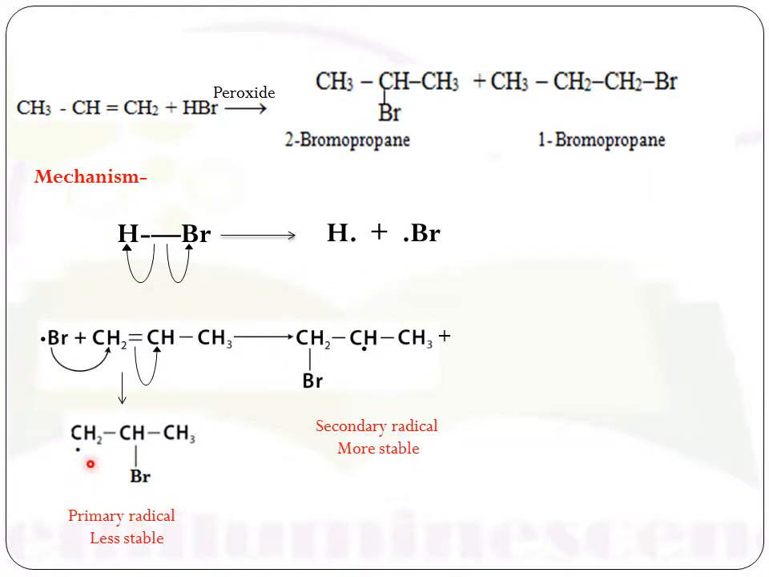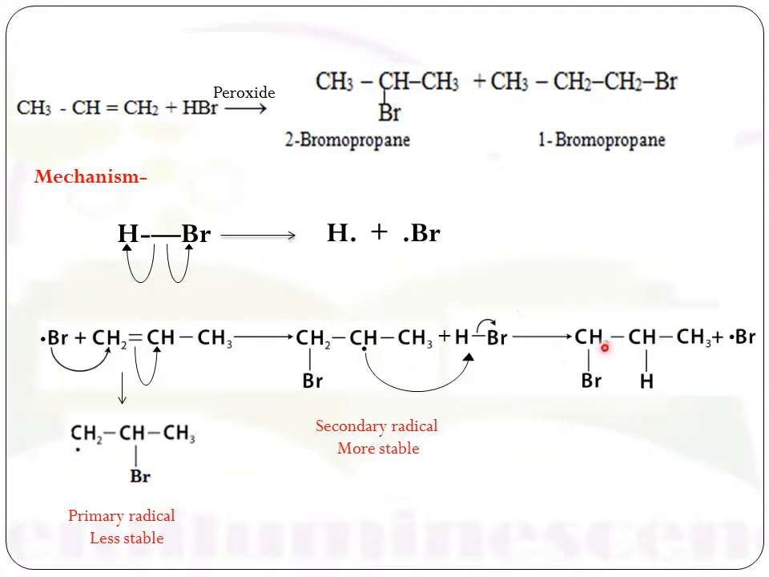And stability, if you see the stability among these two radicals, the secondary radical is more stable, hence it is formed in more quantity, and the primary radical is less stable, hence it is formed in a lesser quantity. Now what happens in the next step? The hydrogen radical gets joined with this radical.